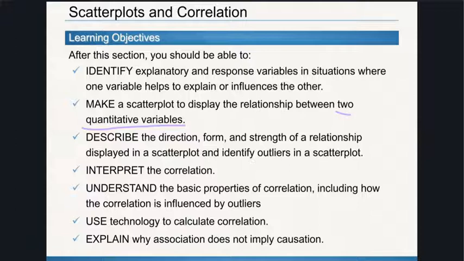We're going to describe the direction and form and also the strength of the relationship, because correlation can be strong or it can be weak. And we can be moderately strong, moderately weak. We're going to look at all those levels. We're going to interpret the correlation. What is it that our number is telling us? And we're going to understand the basic properties of correlation, including how it's influenced by outliers, those pesky outliers. They're always causing problems. We're going to use the technology. I'm going to demonstrate to you how to do this on the Inspire. And then we're going to explain why just because two things are associated doesn't necessarily mean that one causes the other. And we've talked about that a little bit in class.